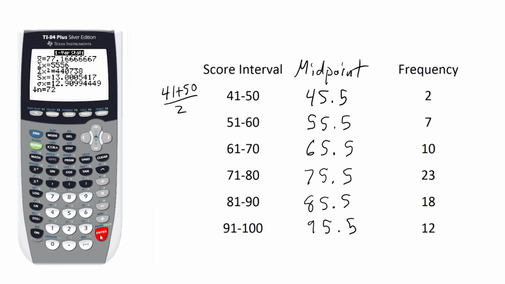On this screen, the numbers that are important to us are first the x with a bar over it. That's our mean, 77.17 if we round to 2 decimal places. And then our standard deviation. The standard deviation that we'll be using for this class is the sample standard deviation, and that's S sub x. For this one, that's 13.00 if we round to 2 decimal places.